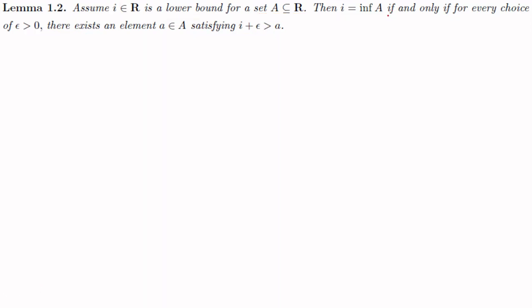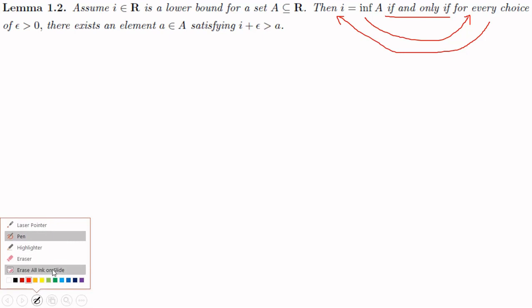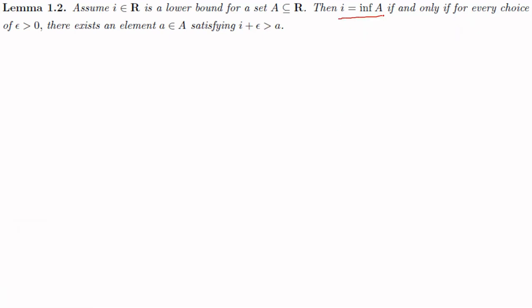Now, as there is an if and only if condition used in this lemma, the proof of this lemma will have two parts. One is the forward proof, in the forward direction, another one in the backward direction. So, for the forward direction, we will assume that I is equal to infimum A, and we shall prove that for every choice of epsilon greater than 0, there exists an element A in capital A satisfying I plus epsilon greater than A.